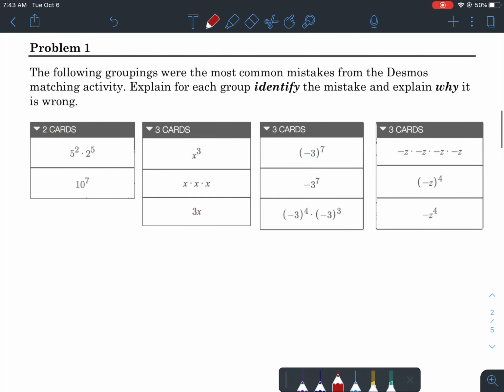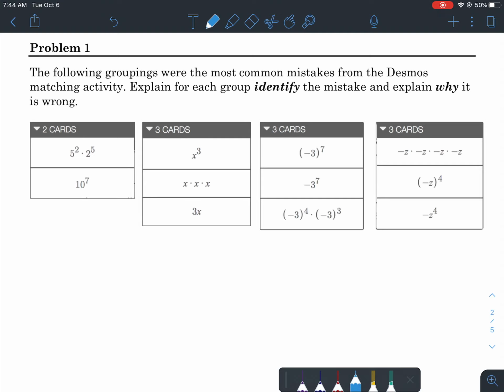Let's take a look at this problem. I want you to pause the video and answer the question as best you can. When you're ready, unpause it. Okay, so here we are identifying the mistake and explaining why it is wrong. We used these cards in our Desmos activity, and these were the most commonly wrong answers. So let's take a look at why these are wrong.